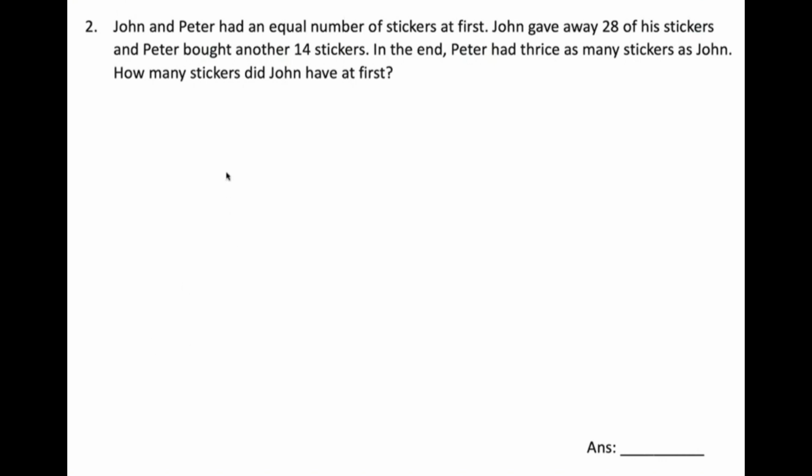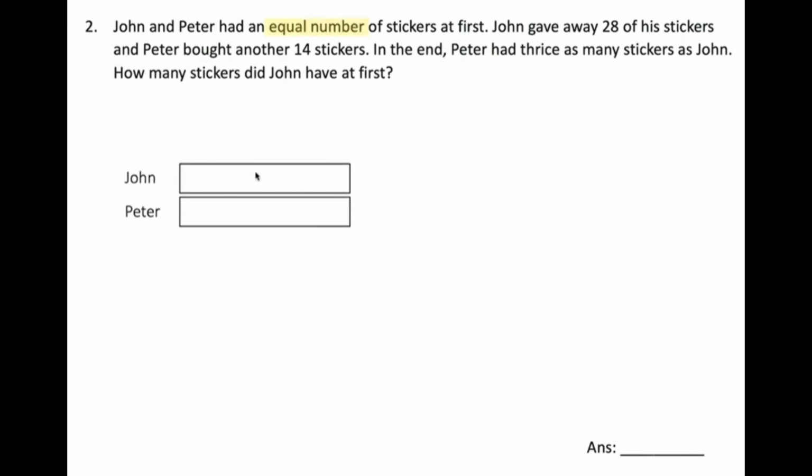So first, we'll draw 2 bars that are equal, John and Peter. John gave away 28, which means you have to cut away 28 from John. So the way to do it is to shade it. Whenever you cut something, you shade it away. Okay? And you are going to add 14 stickers to Peter because Peter bought another 14 stickers. So I'm going to add 14.